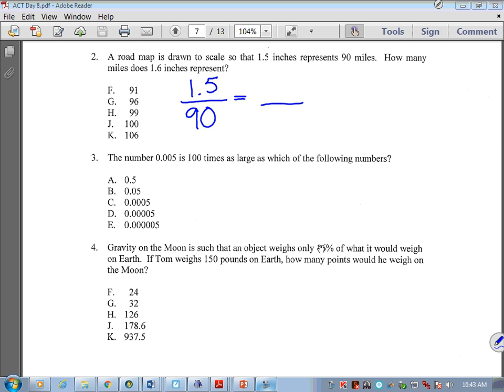On the proportional side, on the other side, where do I put that 1.6? Top or bottom? Top, right? 1.6 goes on top, because if we're going to go inches over miles, then we're going to go inches over miles. Let's put X in for miles. Cross multiply and divide. What's 1.6 times 90 divided by 1.5? 96. 96. All right. Yes.